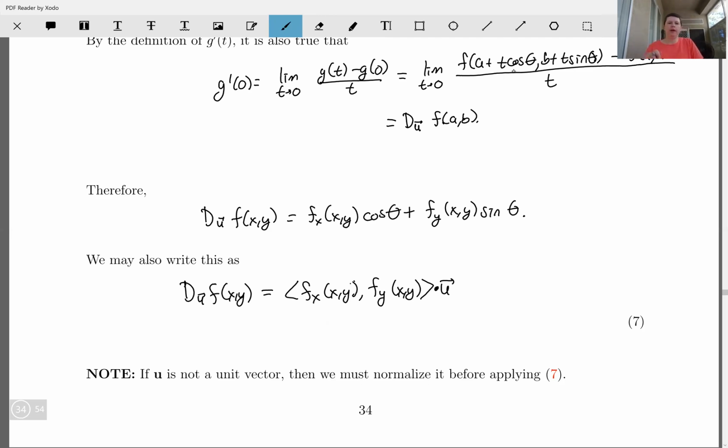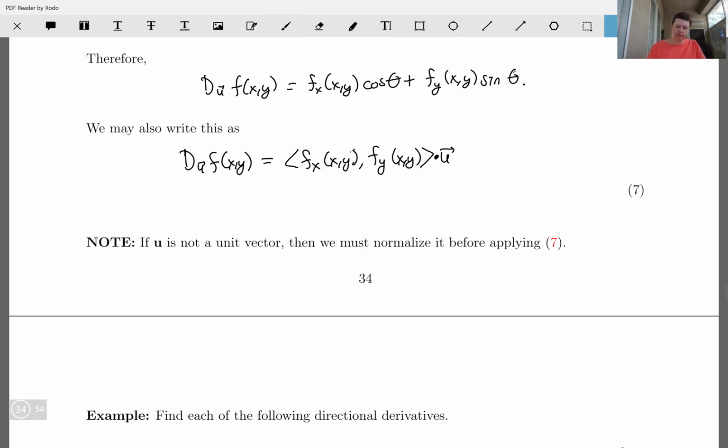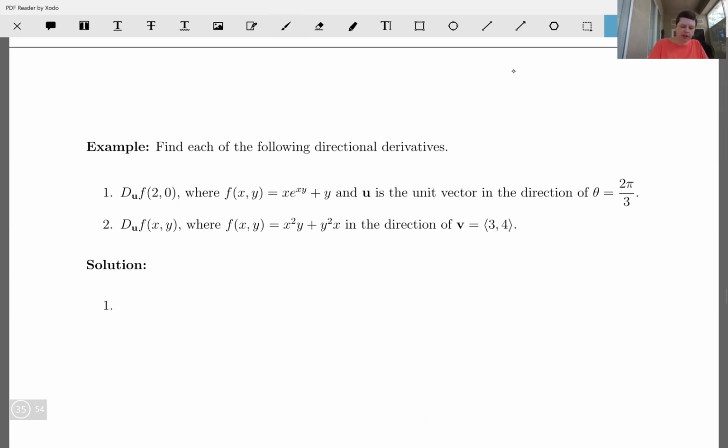By the way, if u is not a unit vector, then we have to normalize it before we apply that equation. Okay, let's do a couple of examples. And I'm making this a short video, well, as short as whatever this is going to be. So let's find the following directional derivatives.